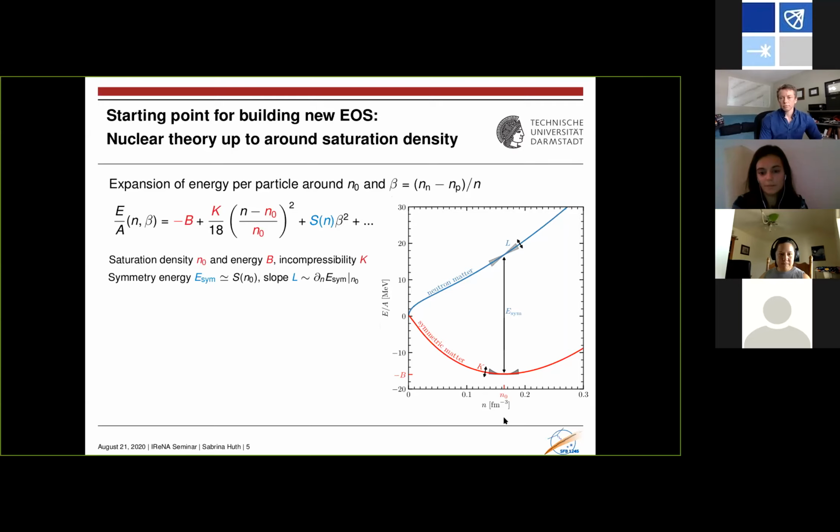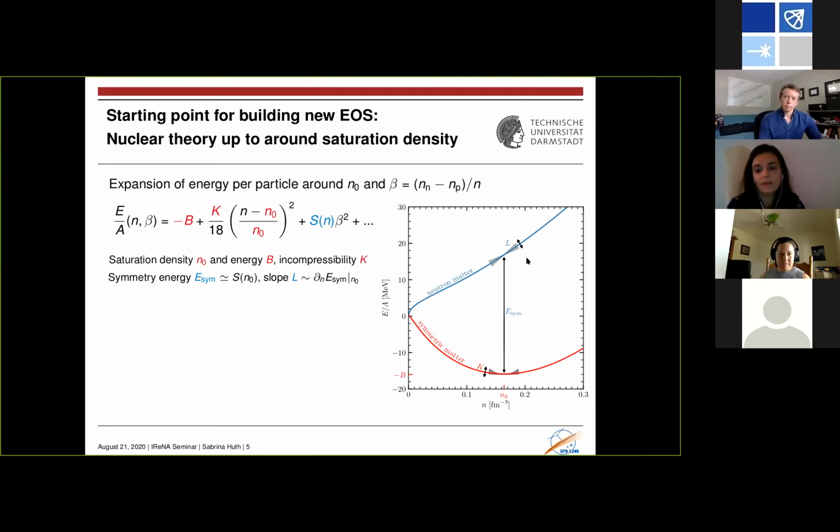And for symmetric nuclear matter, when you have the same amount of neutrons as protons, you have this red curve here, which has a minimum. And this minimum defines your saturation density and the binding energy. And the curvature around this minimum is given by the incompressibility K.